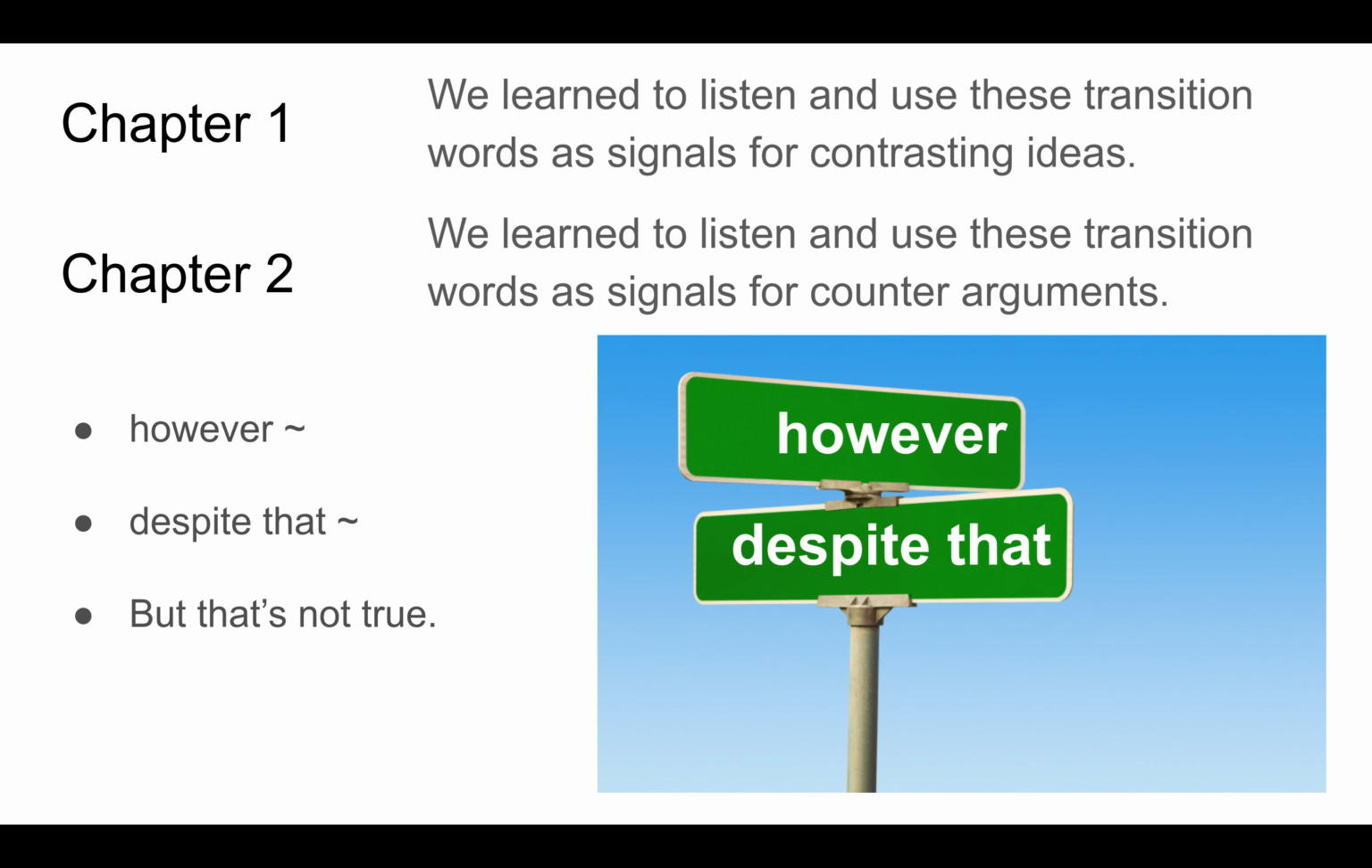So to summarize, in chapter 1, we learned to listen and use these transition words as signals for contrasting. In chapter 2, we learned to use and listen to these transition words as signals for counter arguments. And that concludes that. If you have any questions, please email me and I will be glad to answer any questions or concerns that you may have.